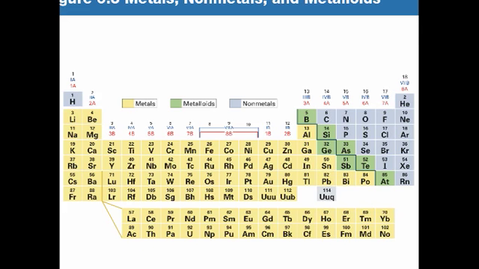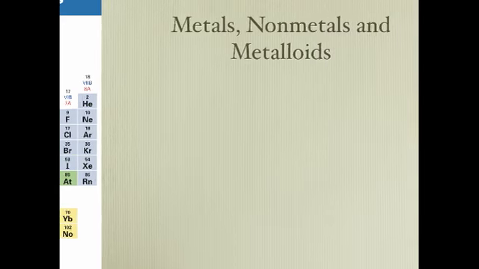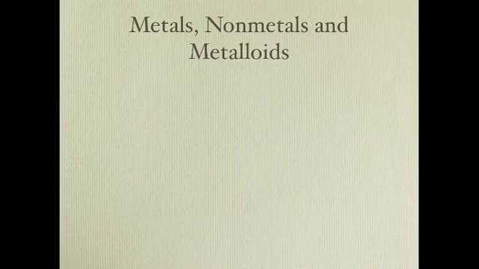They all have similar properties. They're grouped in that particular way. All right, so let's talk about the divisions on the periodic table. There are three main things: metals, nonmetals, and metalloids.